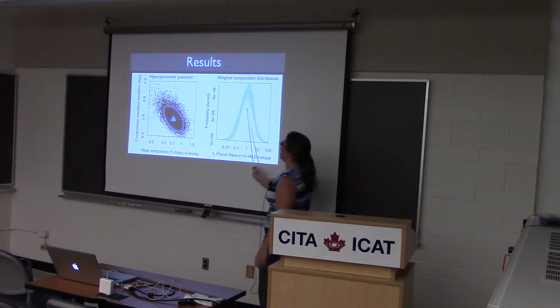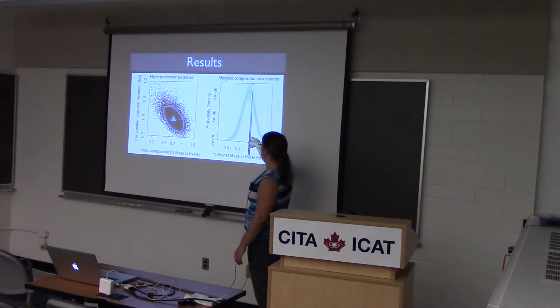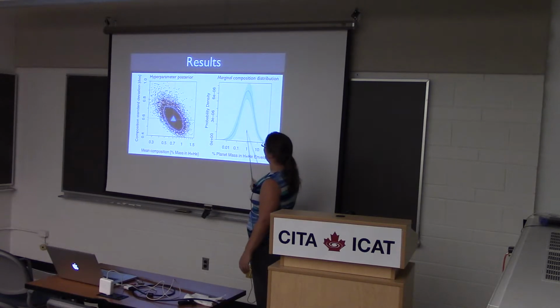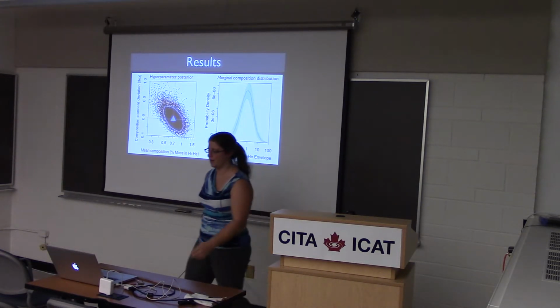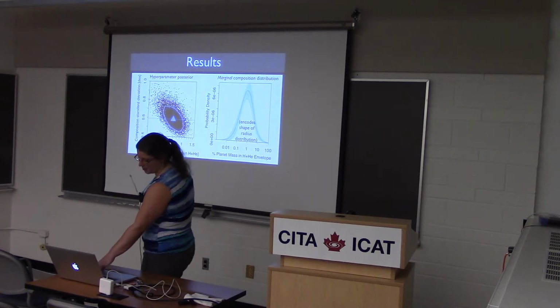So this is the actual distribution for these sub-Neptunes. You can see that it peaks around 1% hydrogen-helium. And then the spread is about half a dex. That corresponds roughly to the peak of the posterior. All right, and this encodes the shape of the radius distribution, as I just said.